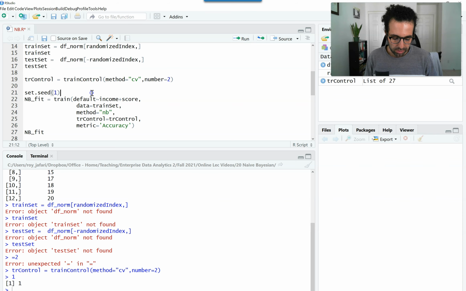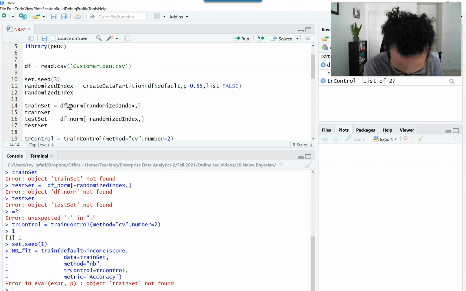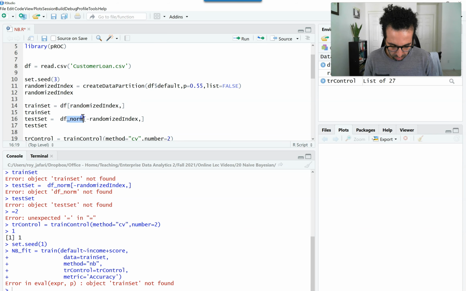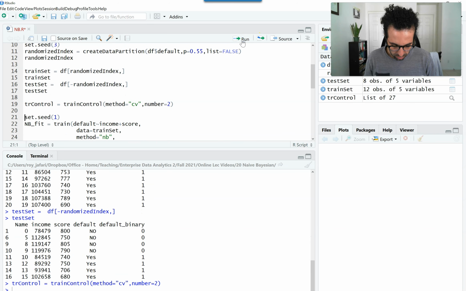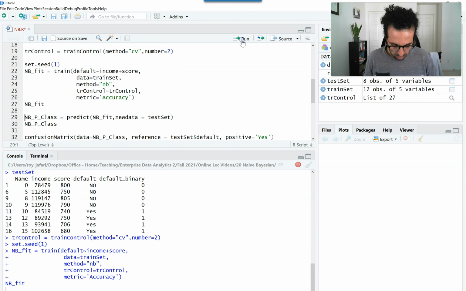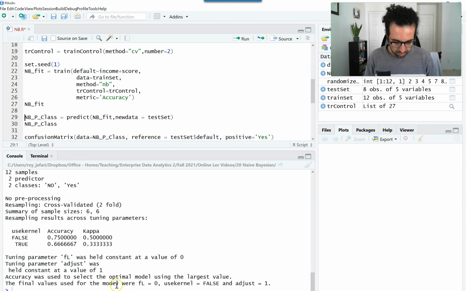So let's run this. Oh, I have to switch some of these codes. These are mistakes, so let's come back here. All right, there we go. Okay, so this is our naive Bayesian fit. We can see that we get to 75% accuracy.